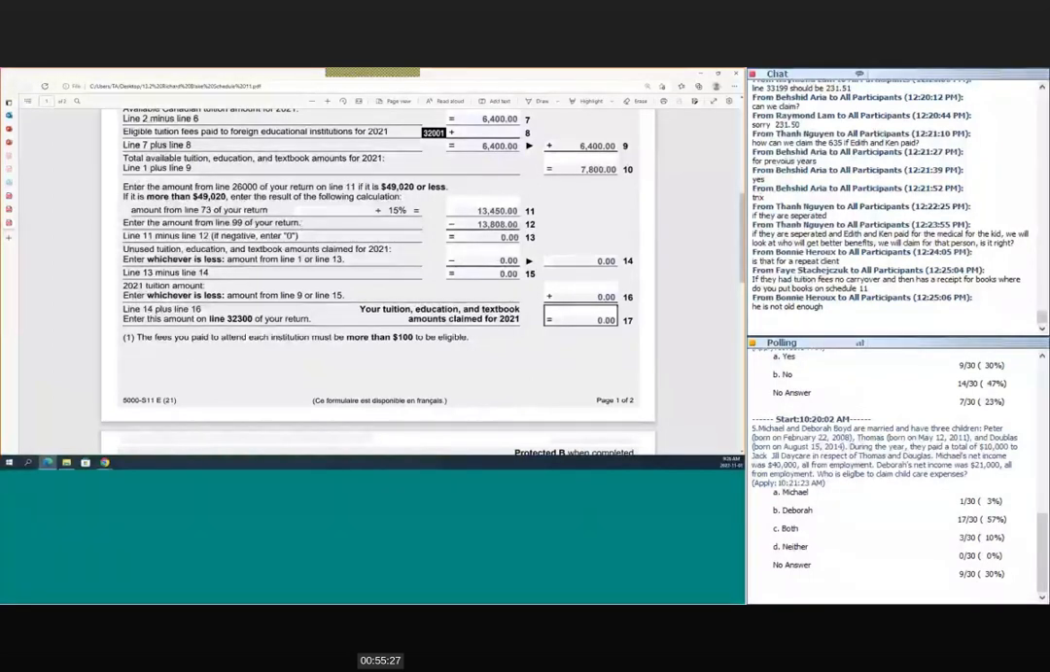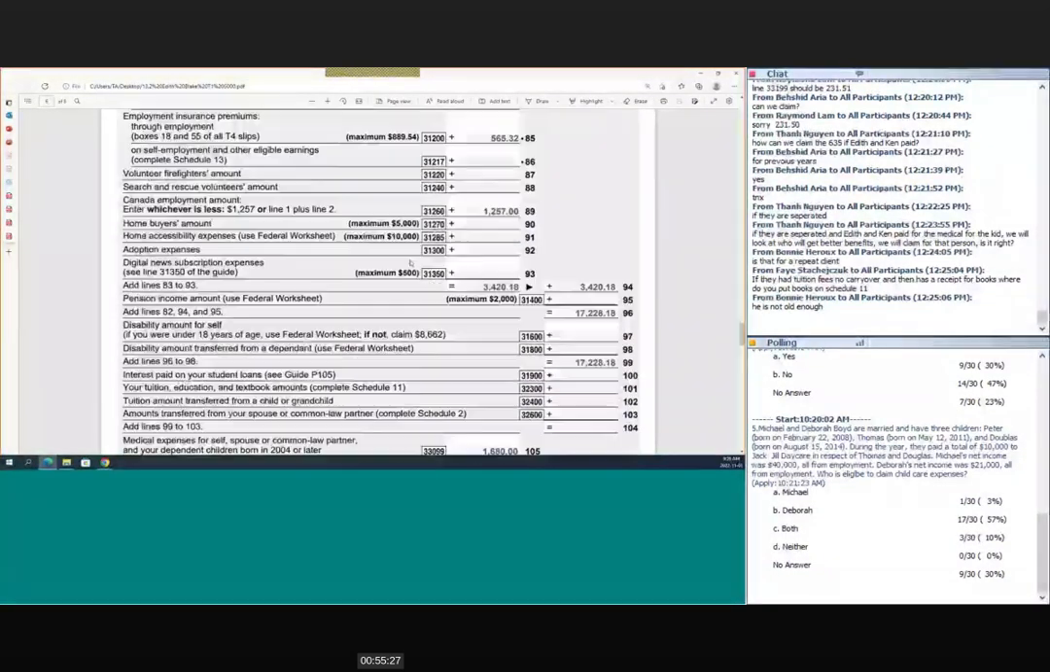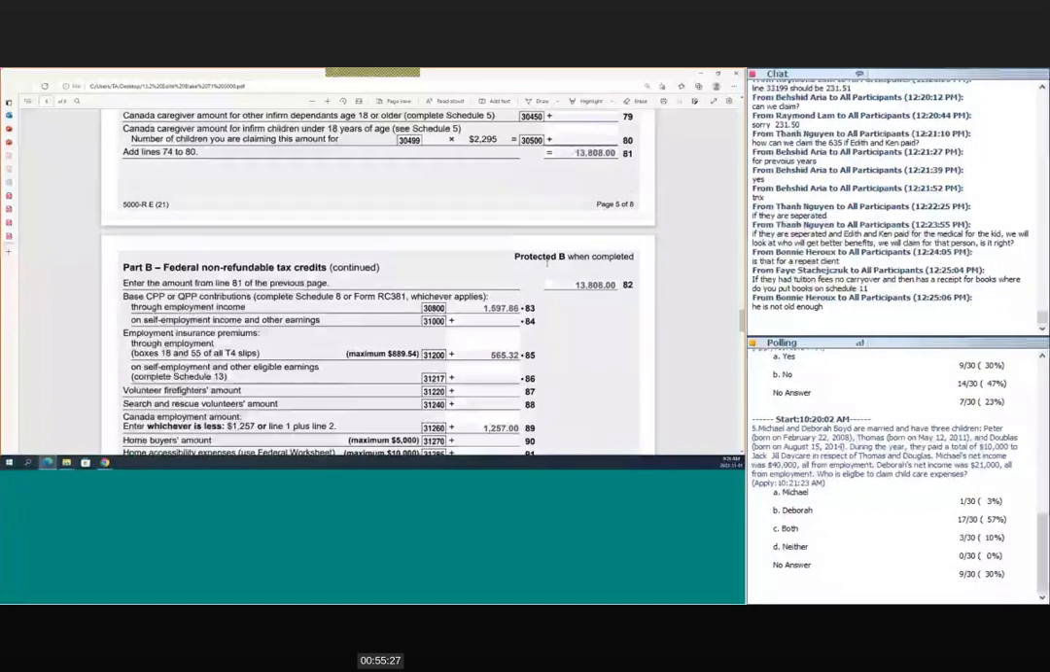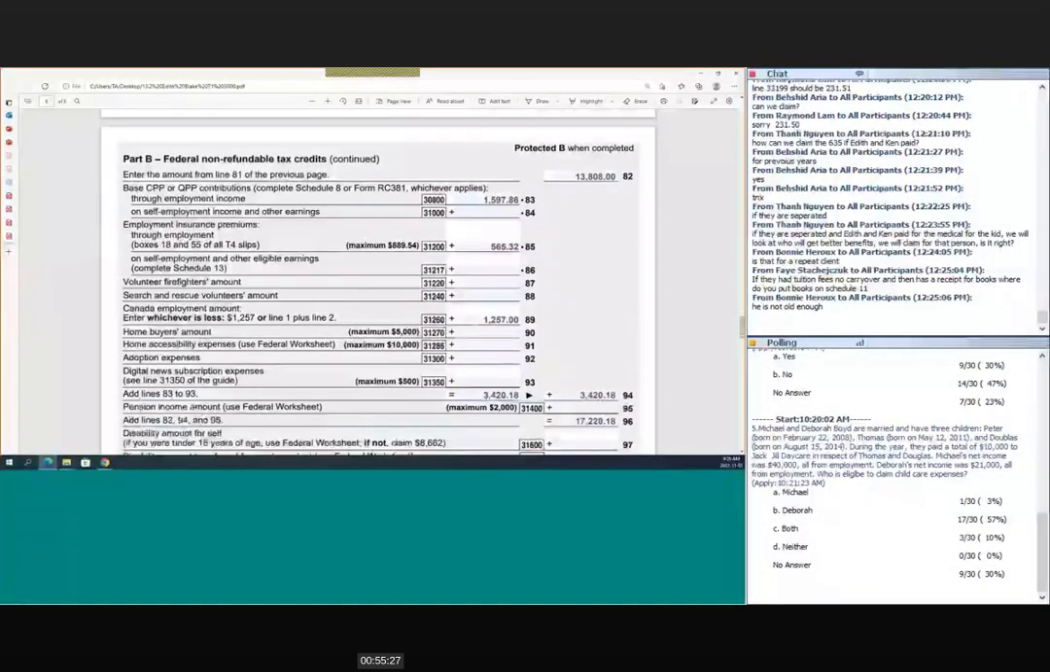I'm not doing his return, but we're going to go to Edith's, and I'm just going to show you where line 99 is. We have our 13,808, and in the case of Edith, yes, she has these other non-refundables, but Richard doesn't. He doesn't have any CPP, so that would be zero for him. So let's put in zero here. He doesn't have any EI, zero. Canada Employment Amount, it's zero. So basically this is all zeros for him, right?